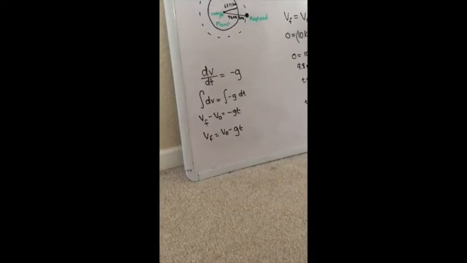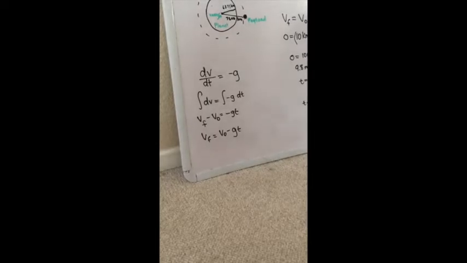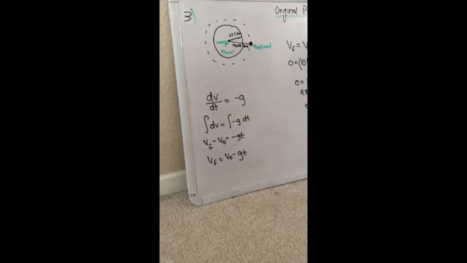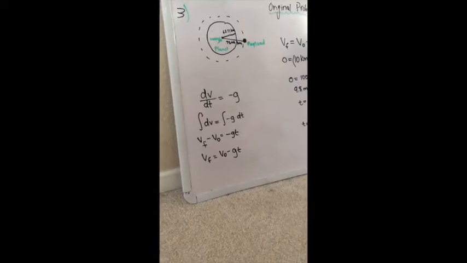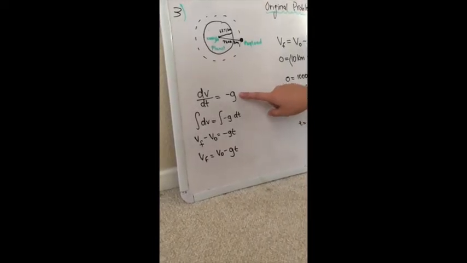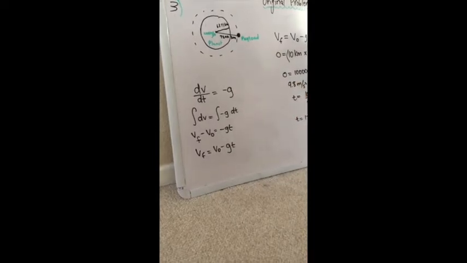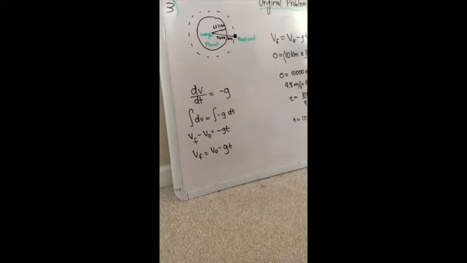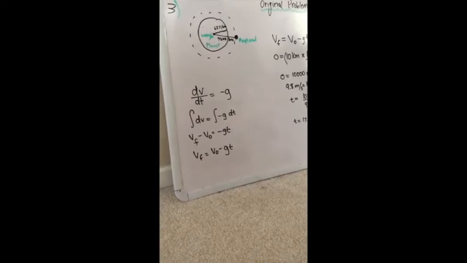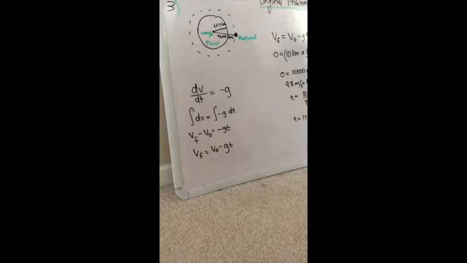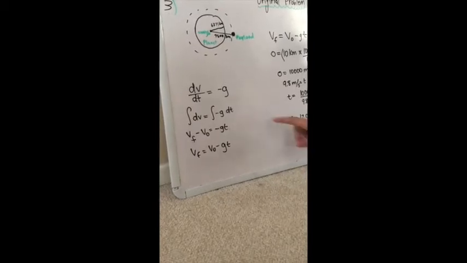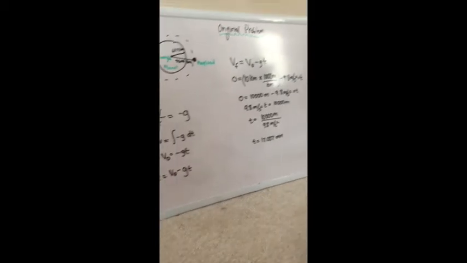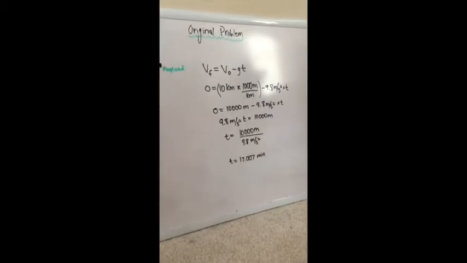So step 3 basically asks us to solve for the time it takes for the object to go into orbit. And so basically we started with the derivative of the velocity, which gives us the acceleration. In this case, it is gravity, and it's negative because gravity is a downward force. From there, we integrated both sides and got this kinematics equation, which we will use to eventually find the amount of time it takes.